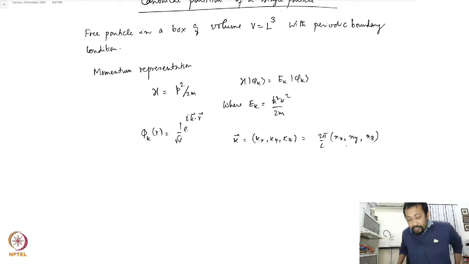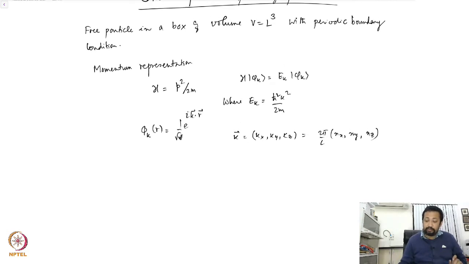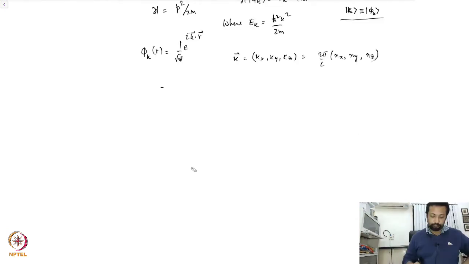Now, assuming that this box is large enough, these eigenvalues are typically discrete, and it depends on 1 over L. So if 1 over L is small, which means your box is large enough, then these eigenvalues lie very, very close to each other. So you can consider them to be a continuous spectrum of energy eigenvalues.